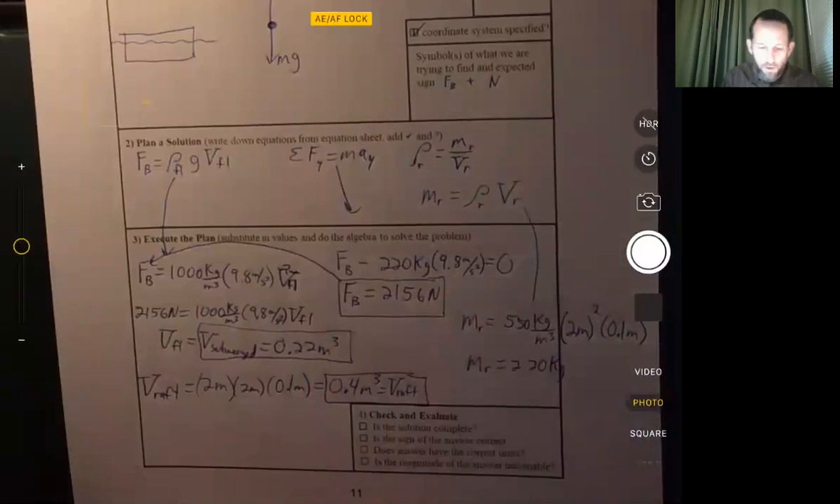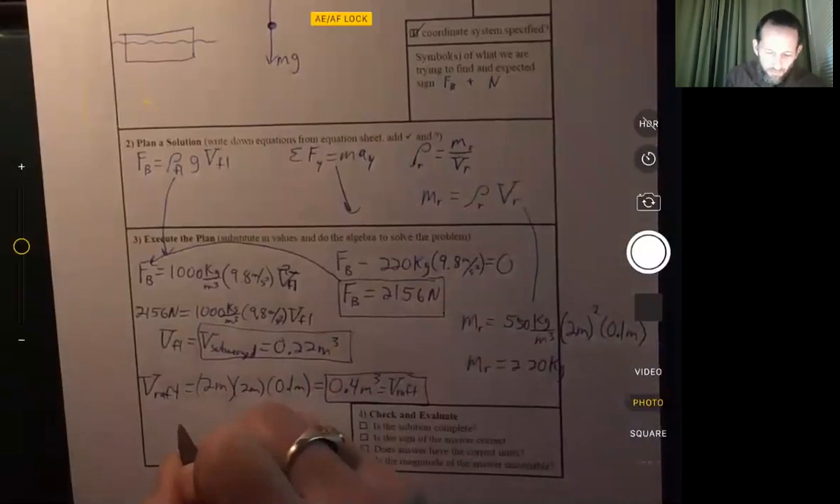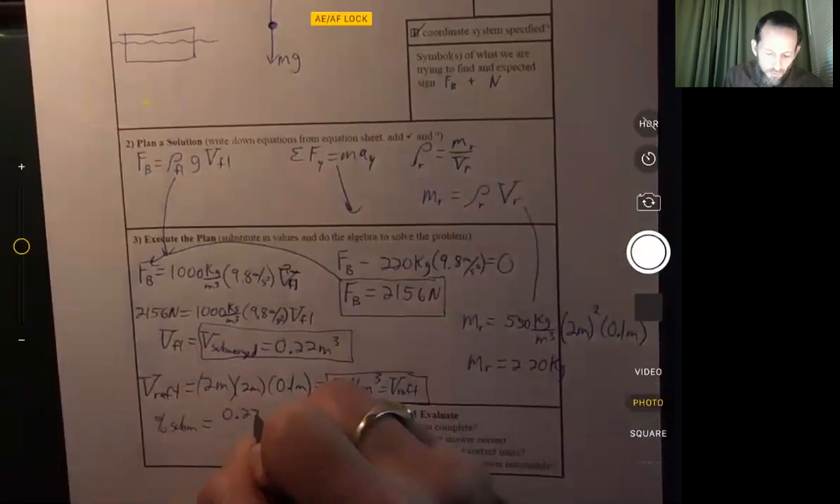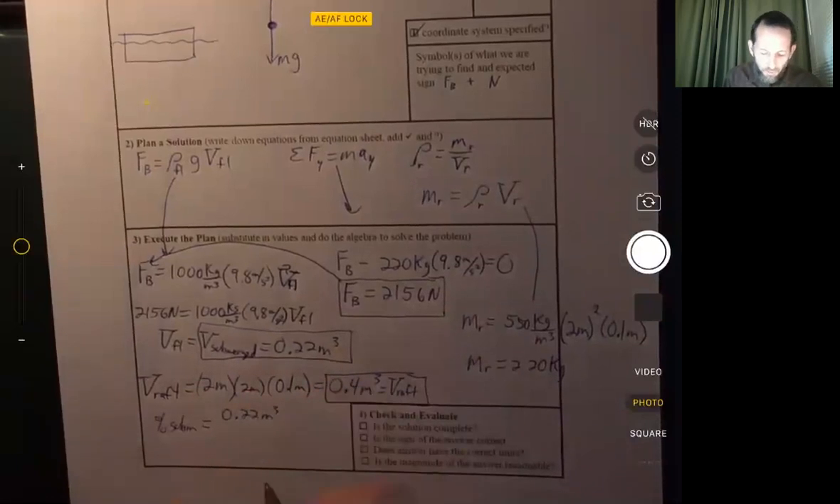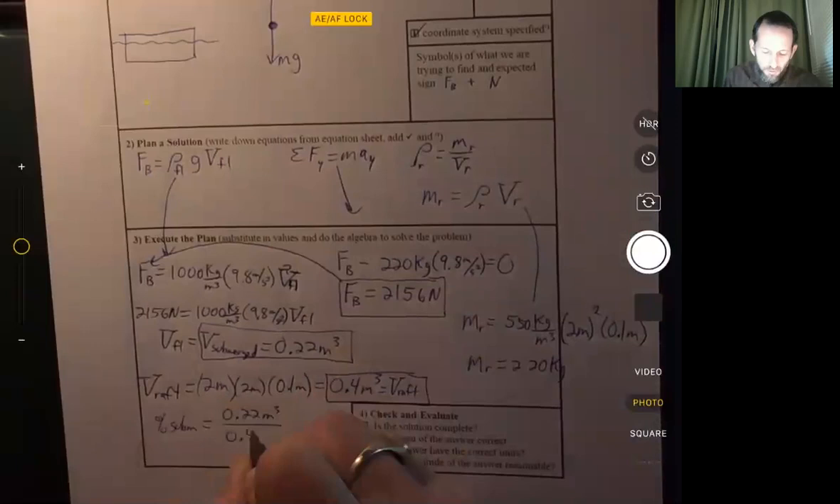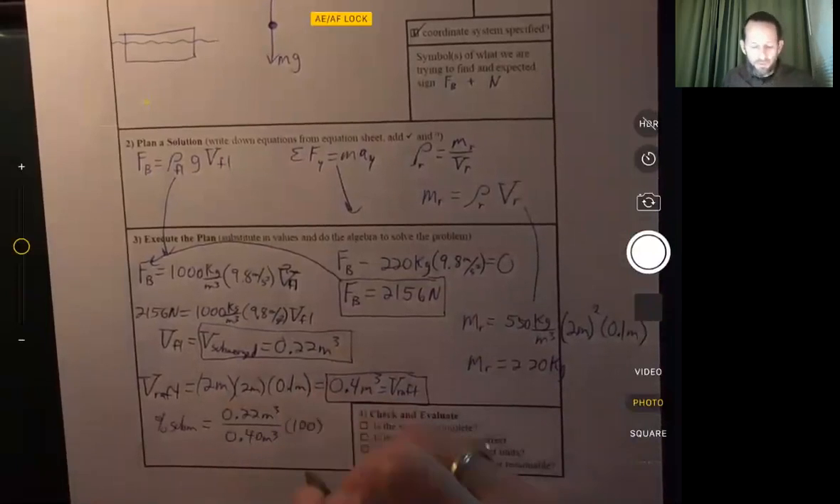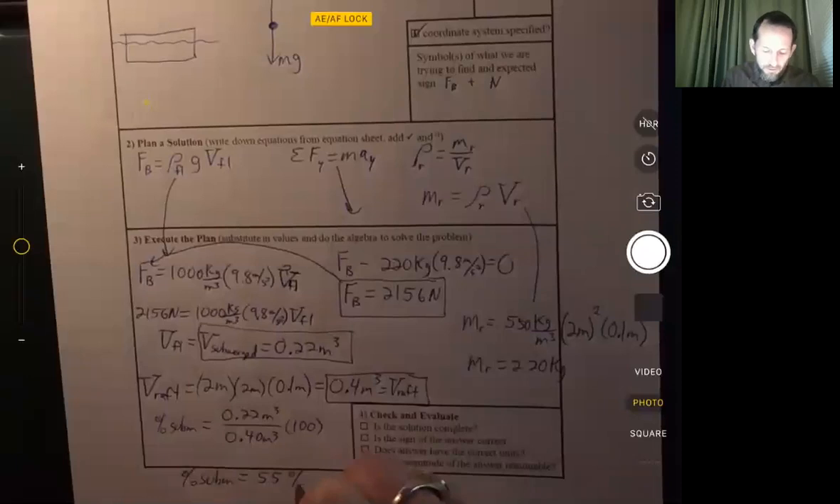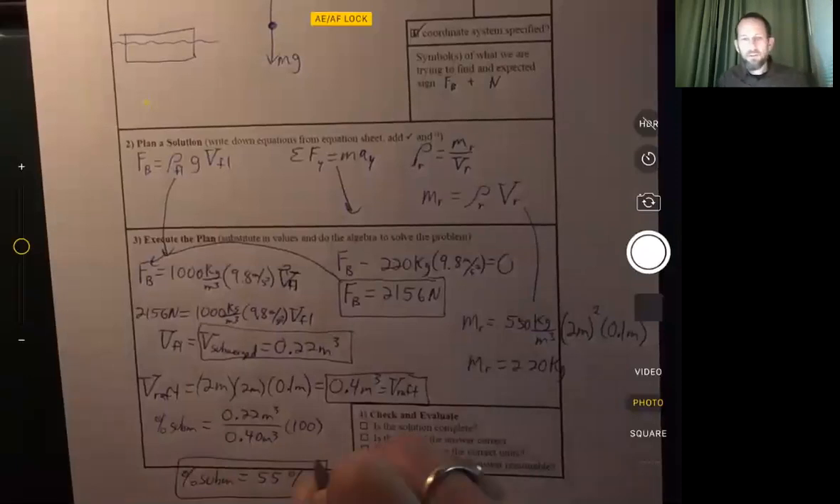And finally, what percent of the raft is below the surface? Well, we figured out that 0.22 cubic meters of it is under the water out of a total of 0.4. Then we multiply that by 100 and we get the percent submerged as 55%. There we go.